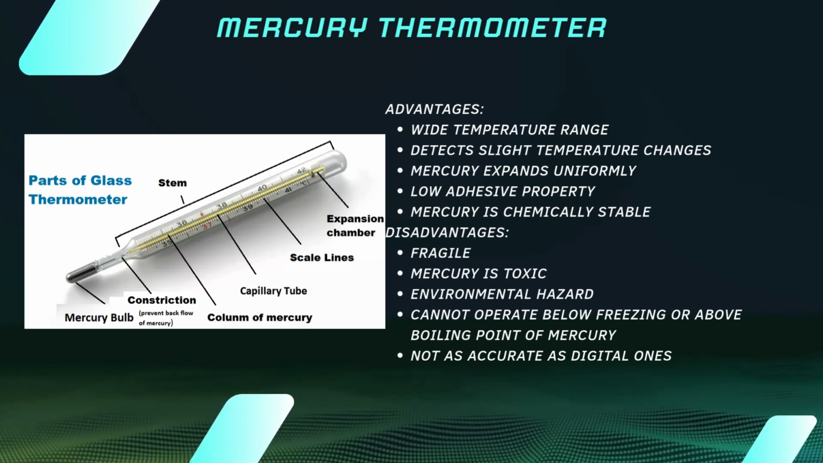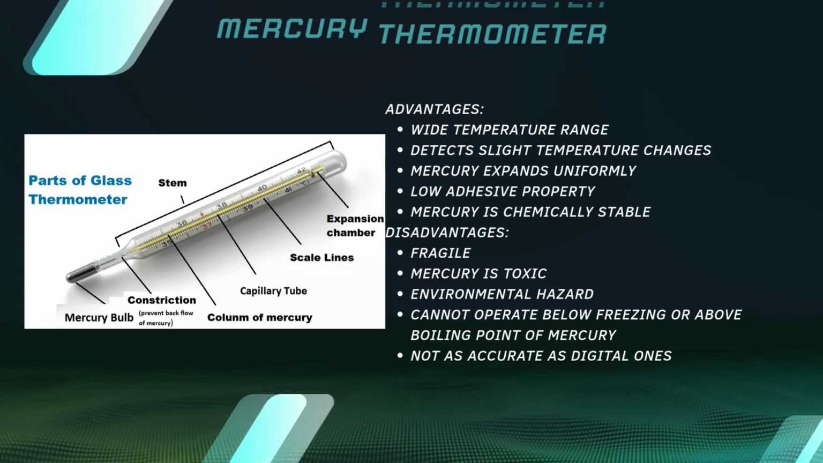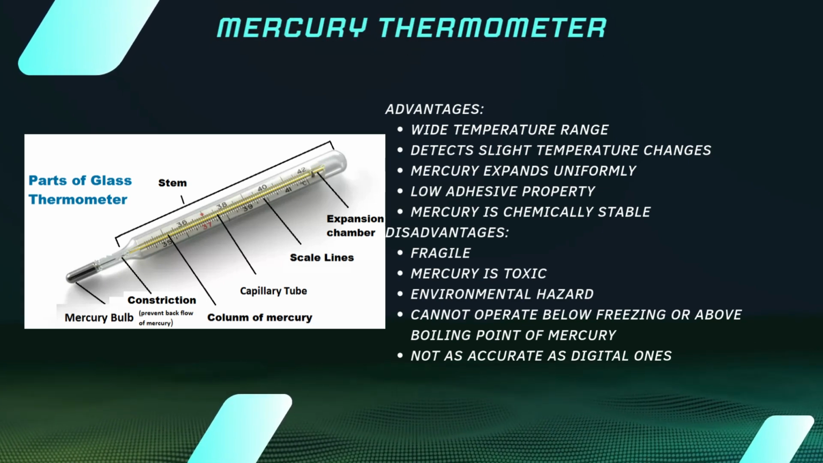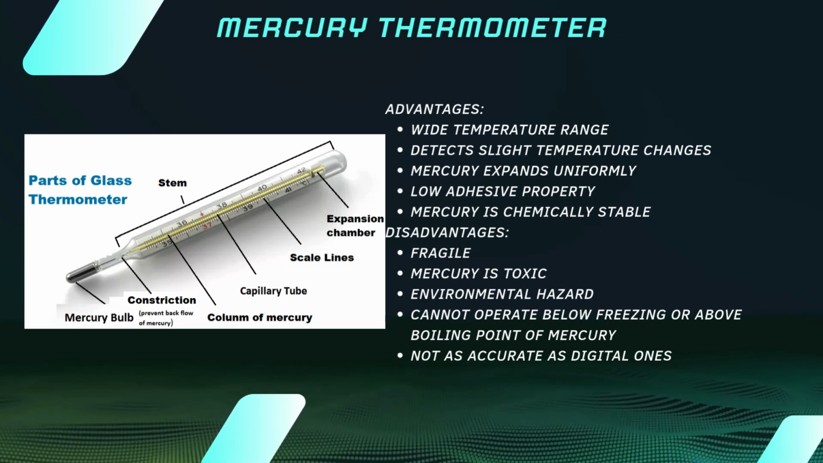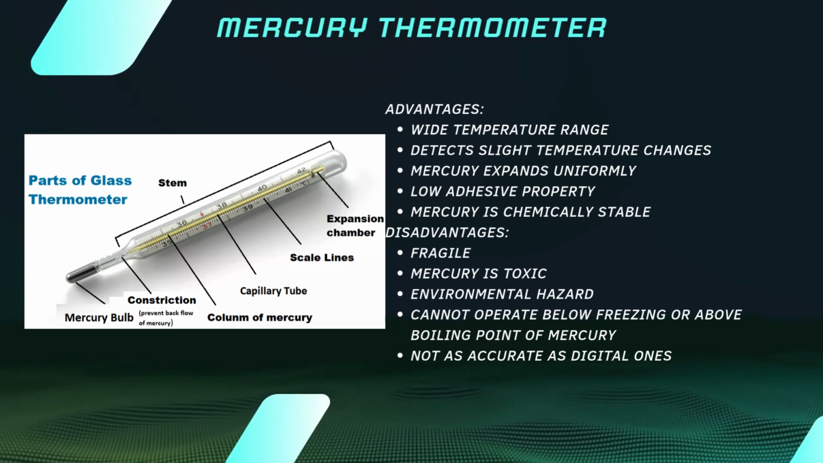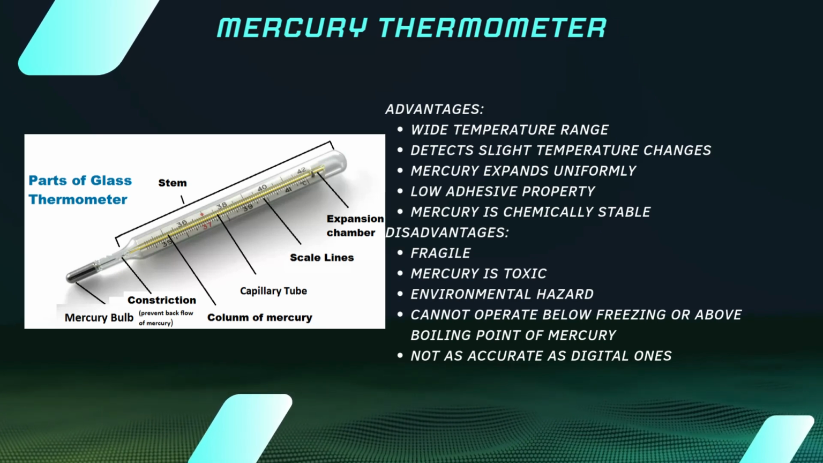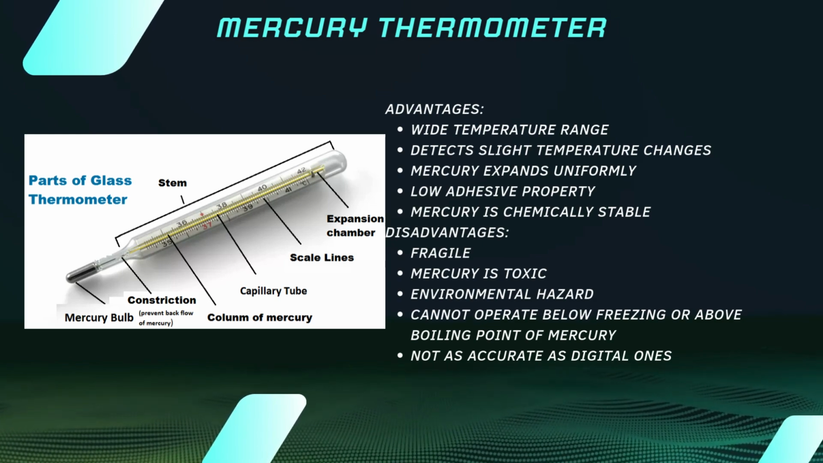temperature alteration. Mercury also expands uniformly with increasing temperature, allowing for a linear temperature scale and precise measurements. It also has a characteristically low adhesive property, making measurements more precise as it would not stick to the side of the tip when rising. Mercury is chemically stable too, meaning that it won't react with any of the material in the thermometer. However, mercury thermometers even have their disadvantages.